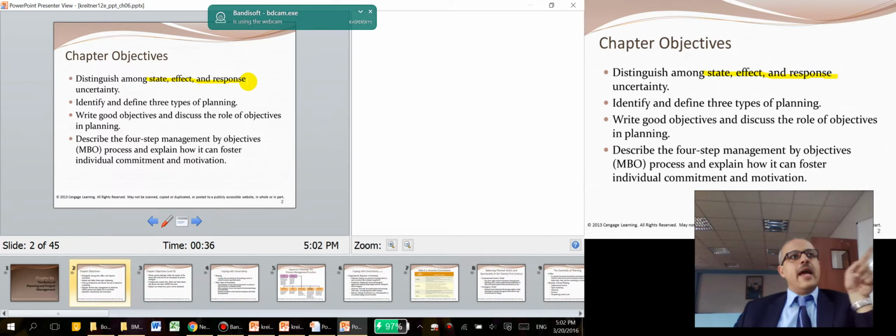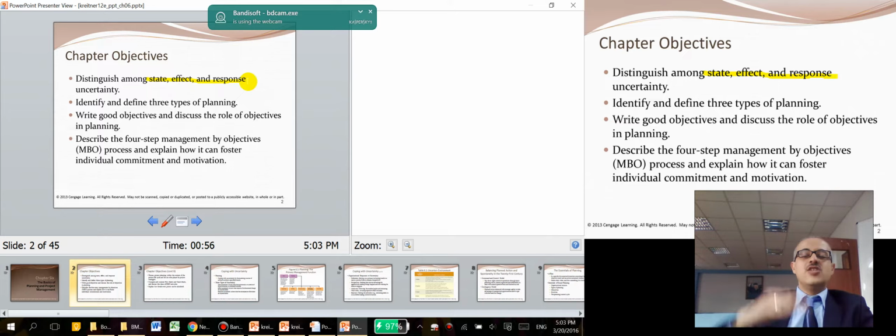Why do we make a plan? Because there is uncertainty. Okay? Why do you make a plan for what you will do tomorrow? Because if you don't make a plan, then you don't know what's going to happen, and therefore you need to make a plan. What are you going to do in the summer? We don't know what we're going to do this summer, but we know what we want to do, and then we want to put it in a plan so we know exactly what we will do, and we will distinguish between state, effect, and response.